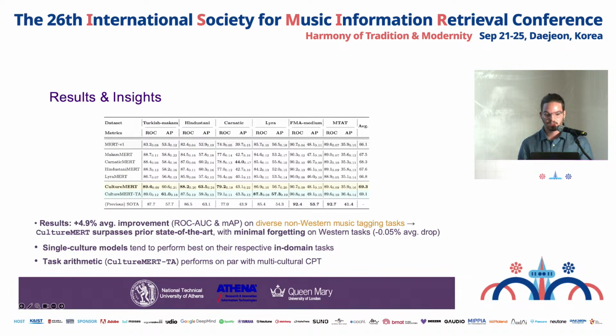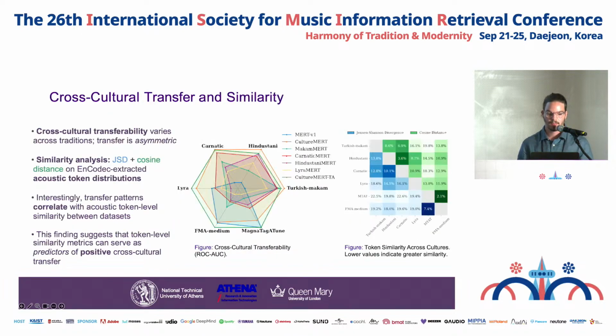So, CultureMERT yields a plus 4.9 average improvement in ROC AUC on diverse non-Western music tagging tasks, while exhibiting minimal forgetting on Western ones. We observe that single culture models perform best on their in-domain tasks, while task arithmetic performs on par with multicultural continual training. We also explored that cross-cultural transferability varies across traditions, with transfer being asymmetric between the culturally adapted models.